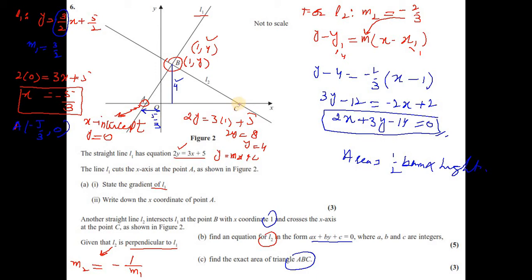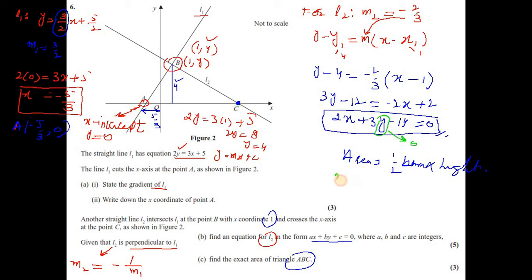And if you can figure out the coordinate of C, we can have a distance from O to C. The x coordinate of C will give you distance O to C. And how do we do that? Again, point C lies on the line L2. We have found the equation of L2. So we substitute y equal to 0, because this is the x-intercept for L2.